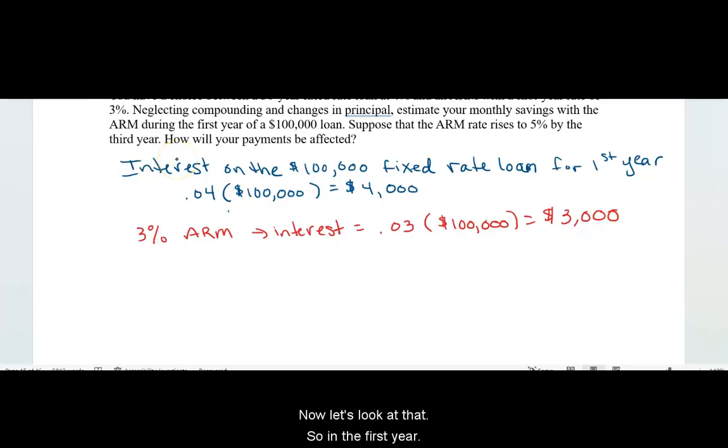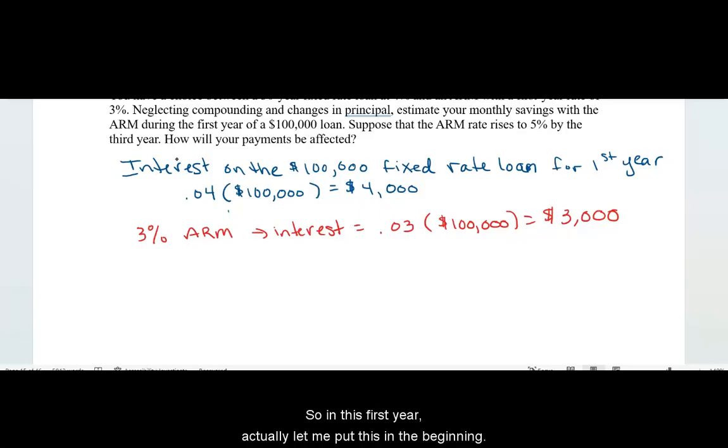Now let's look at that. So in the first year, but they're asking us, suppose it rises, how will your payments be affected? Now, we're actually not done with this first part. So let me just finish this first part. With the fixed payment, you're going to be having $4,000 in interest. With the ARM, the adjustable rate mortgage, you're going to be paying $3,000.